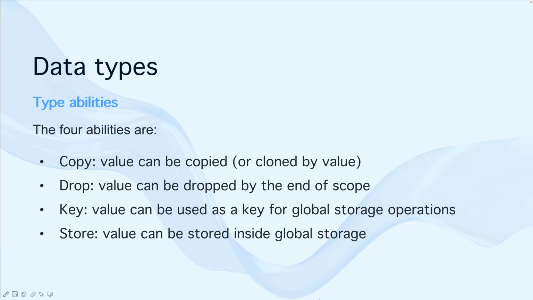So we have 4 type abilities here, and basically they are copy, which means value can be copied, and drop, which implies value can be dropped. Then key allows the values to be used as key for global storage operations. And finally, we have store, which enables value to be stored inside the global storage.